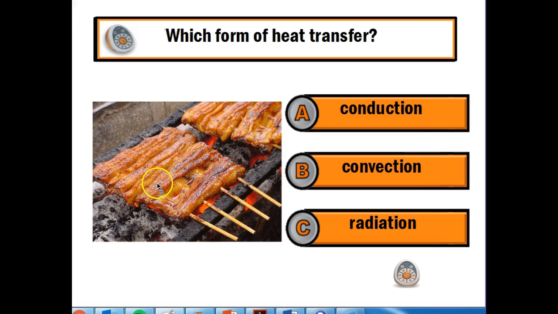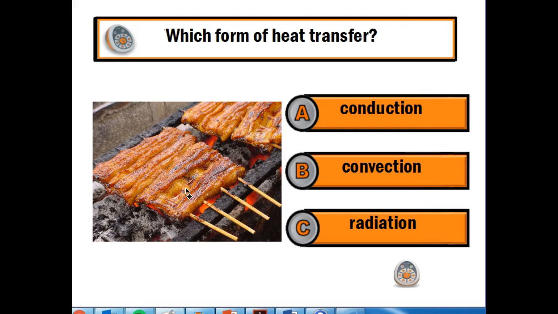Notice on these ribs, there are the grill marks from the grill where it's been seared. What made those marks? Was it conduction, convection, or radiation? Yes, you should have chosen conduction. These marks were made where the ribs were touching the grill.